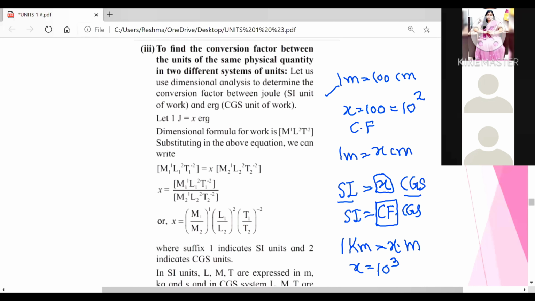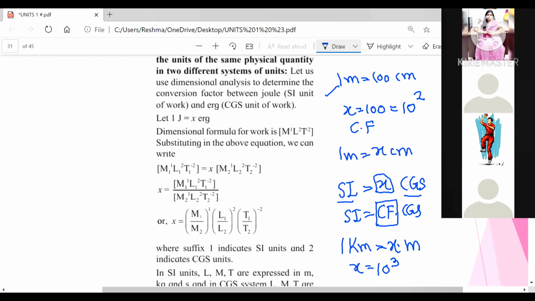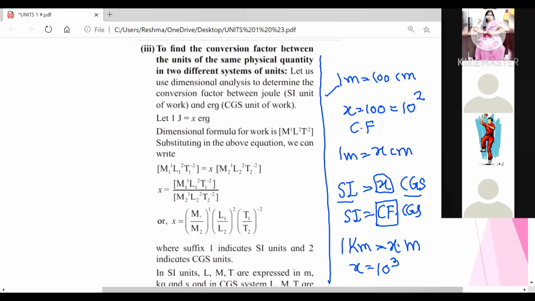Have you understood? But we are learning with the help of dimensional analysis. How dimensional analysis will help us to find out this x value. Have you understood, student? I explained with a simple example. Any problem? No, ma'am. Okay. Now we go to the more difficult part of it.